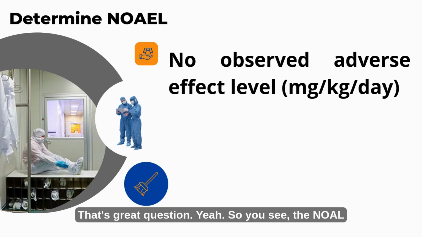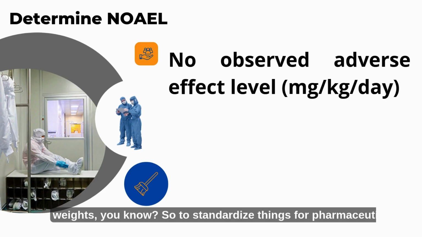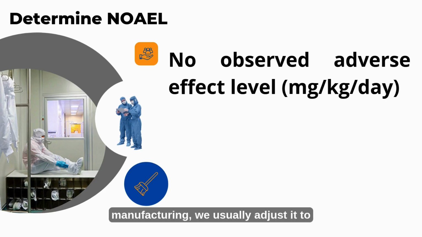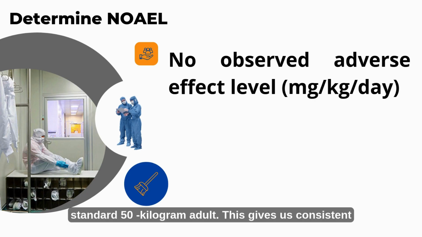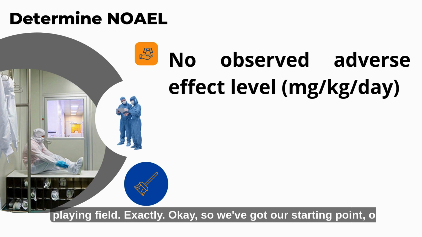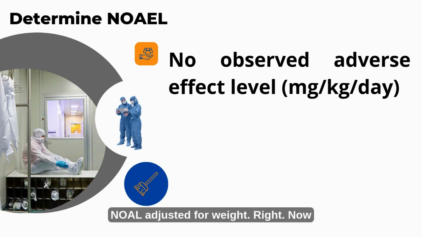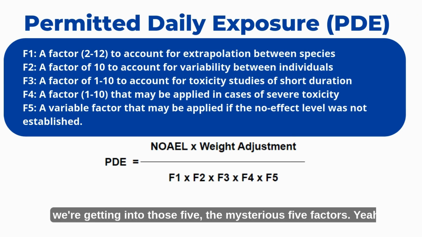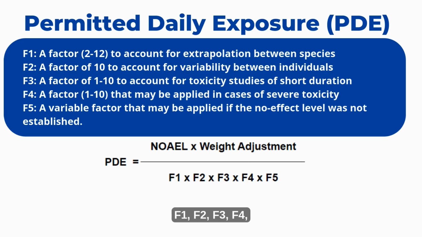That's a great question. So you see, the NOAEL we get is often derived from studies on animals or even adult humans. But they all have different body weights. So to standardize things for pharmaceutical manufacturing, we usually adjust it to a standard 50-kilogram adult. This gives us a consistent base for our calculations, no matter who was in the initial study, if it was mice or monkeys or a human who weighs 100 kilograms. So it levels the playing field. Exactly. Okay, so we've got our starting point, our NOAEL adjusted for weight. Now we're getting into those mysterious 5 factors. F1, F2, F3, F4, F5.